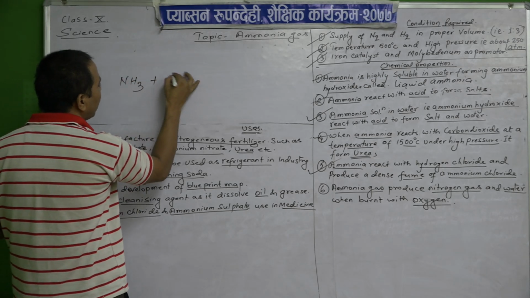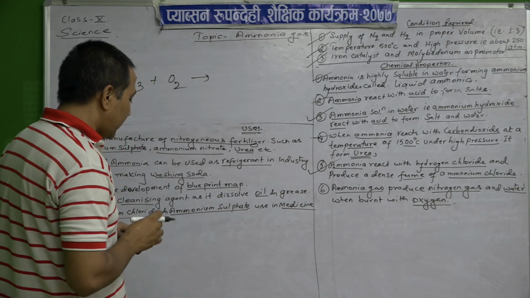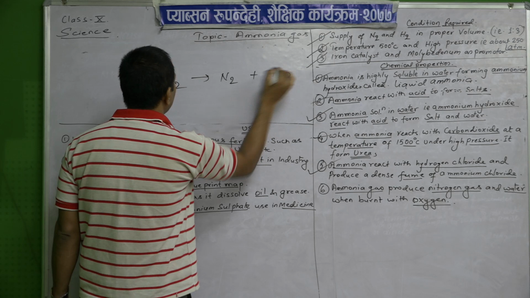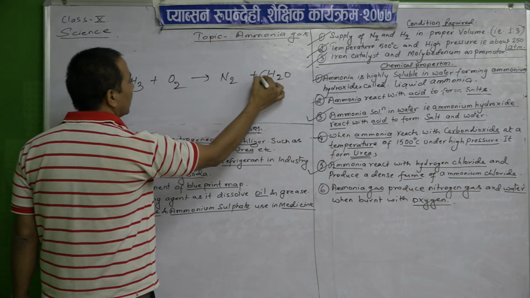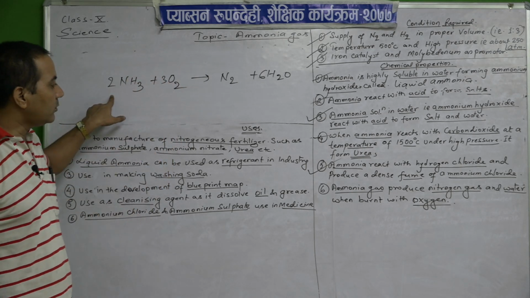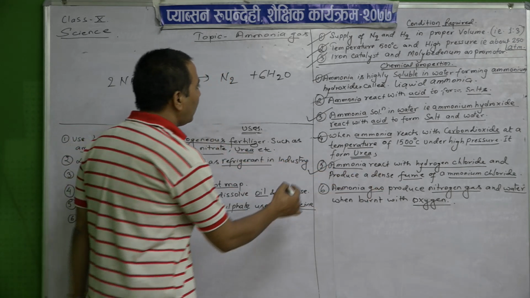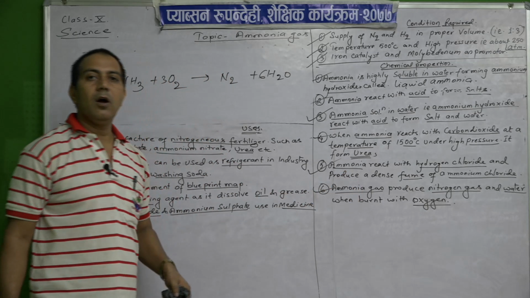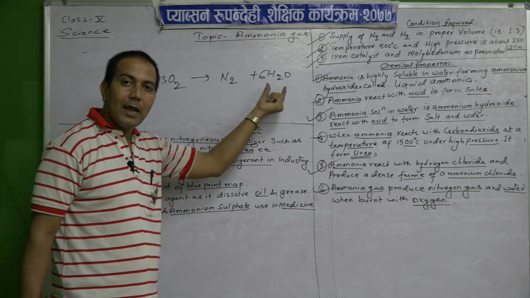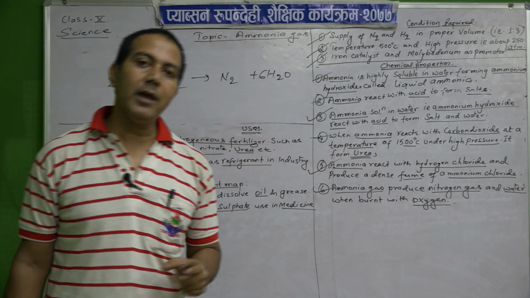NH3 bonds with oxygen, O2. When it bonds with oxygen, what will it produce? It will produce nitrogen gas and water. So ammonia gas produces nitrogen gas and water when it bonds with oxygen. These are some of the major chemical properties of ammonia gas.